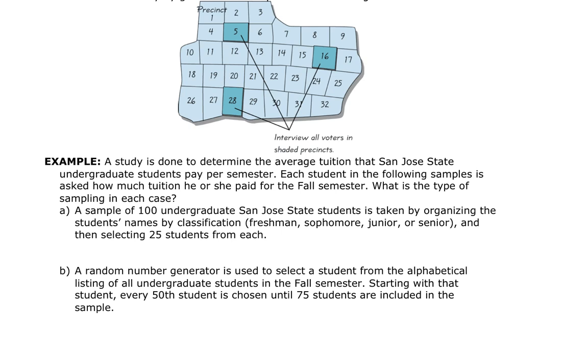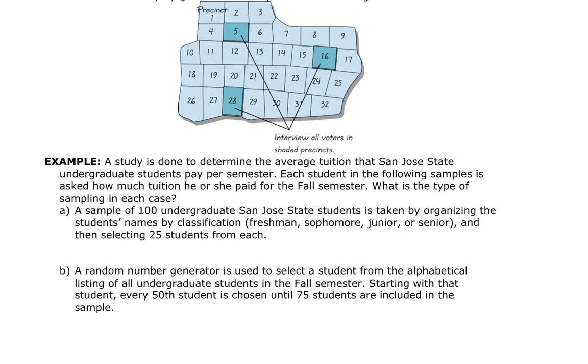Say we want to find the average tuition San Jose State undergraduate students pay per semester. Each student in the following samples is asked how much tuition he or she paid for the fall semester. What kind of sampling do we have? The first group of samples is 100 undergraduates taken by organizing the students' names by classification and then selecting 25 students from each. Well, because we're classifying them first before we do a random selection, it is stratified. So we are breaking them apart by their standing: freshman, sophomore, junior, or senior.